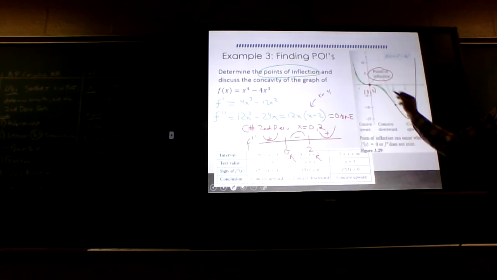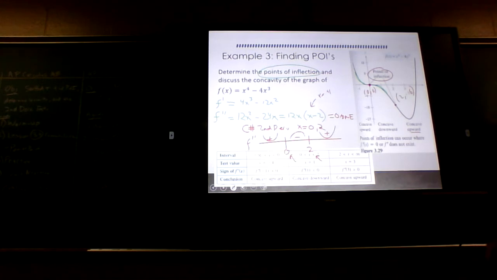Okay, similarly, down here we had another point of inflection. Because what was it right here? It was concave down, correct? What is it over here? Concave up. So guess what we call this point here at 2? I think it's -16. That's going to be a point of inflection. So there are 2 points of inflection.